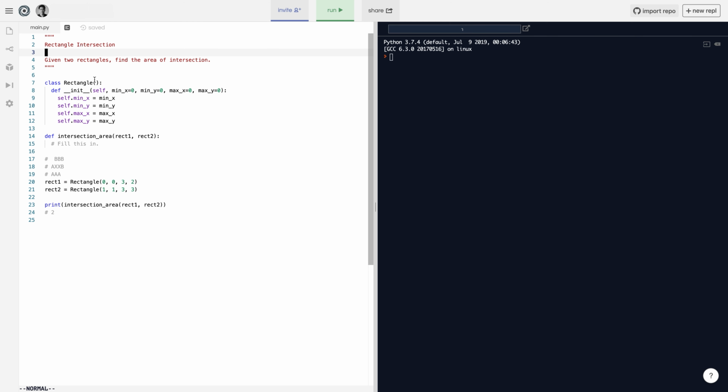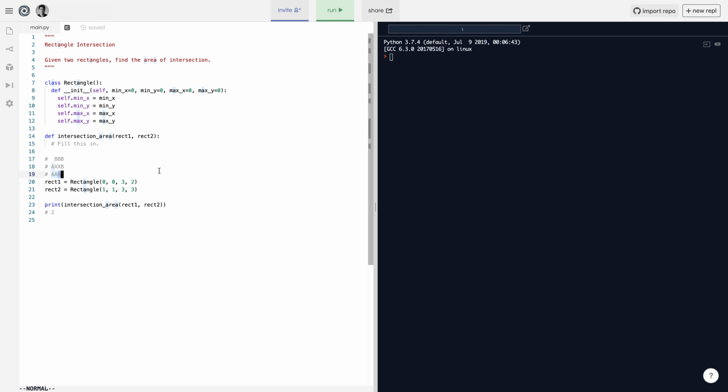As you can see, we already have some boilerplate code where a rectangle is defined as min x, min y, max x, and max y. Basically, you just need two points, the extremities, the two corners, to be able to create your rectangle. Then, given two of these rectangles, you have to find the area of their intersection. For example, here, it's a rough drawing, but if you have this rectangle A and this rectangle B, then the intersection would be the X part.